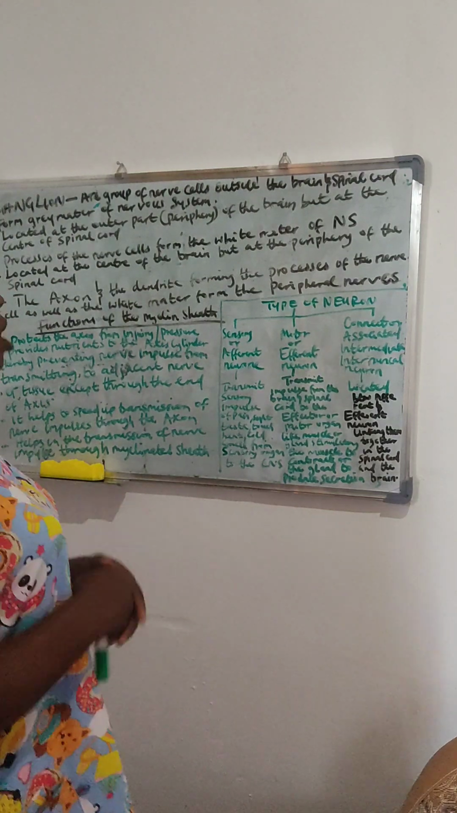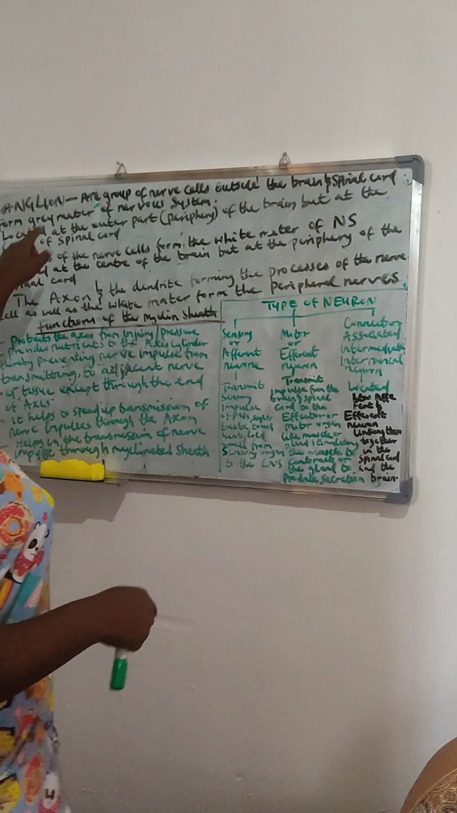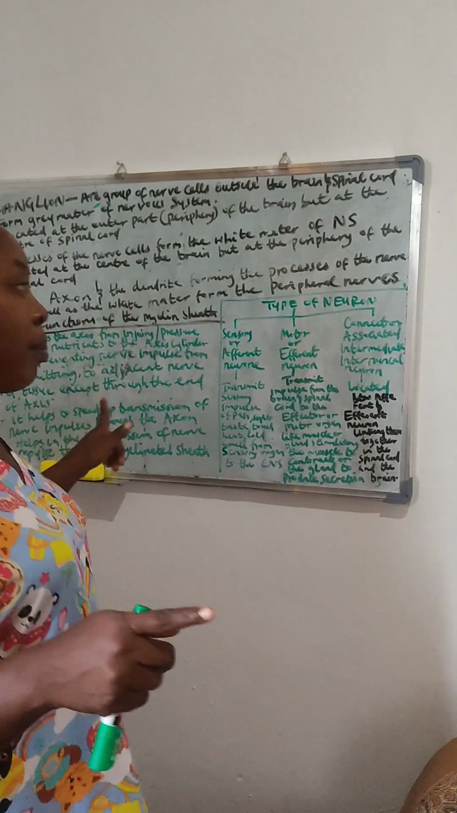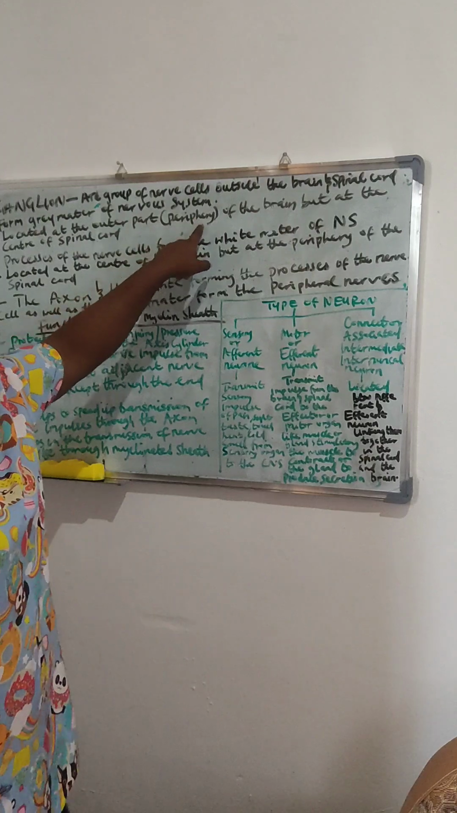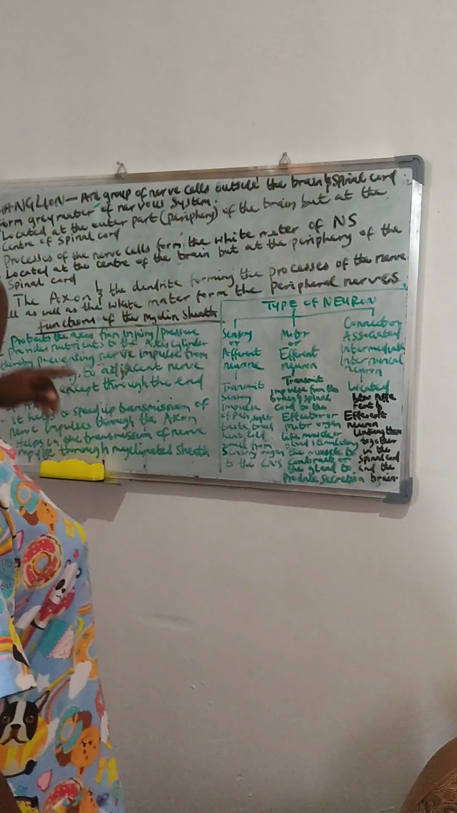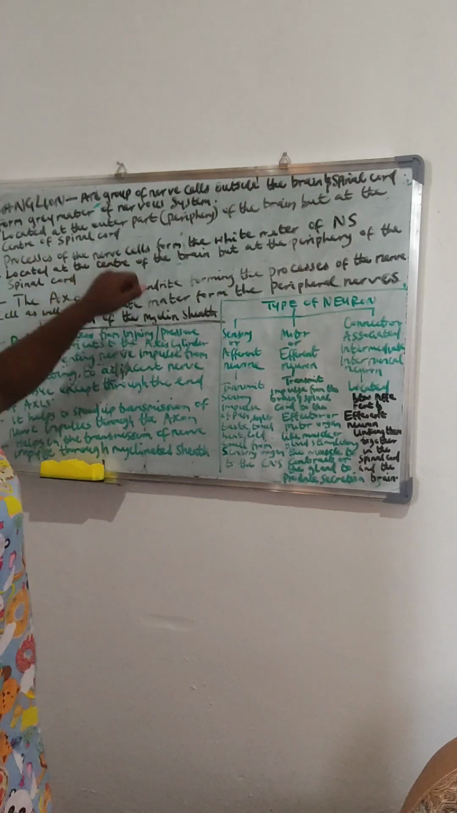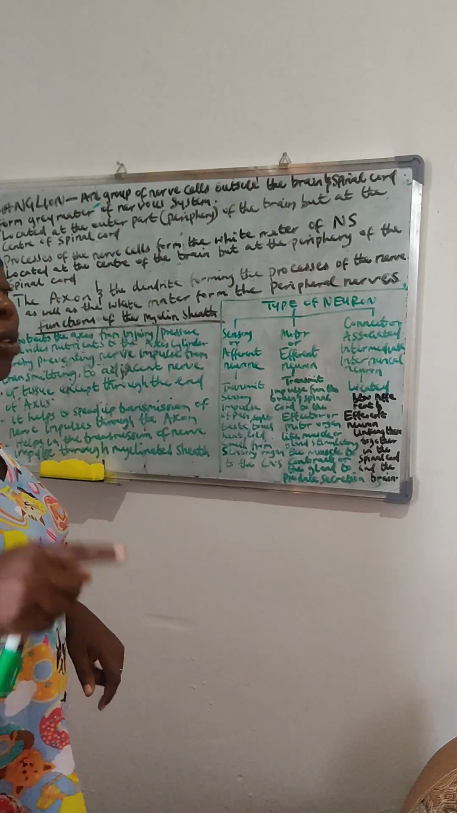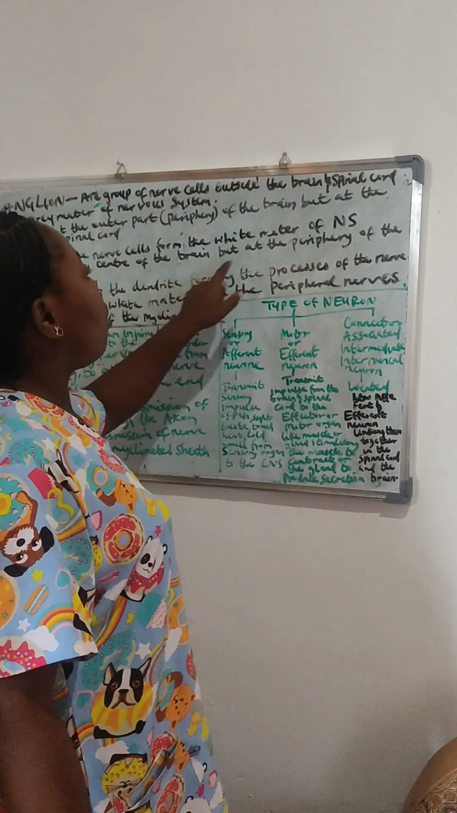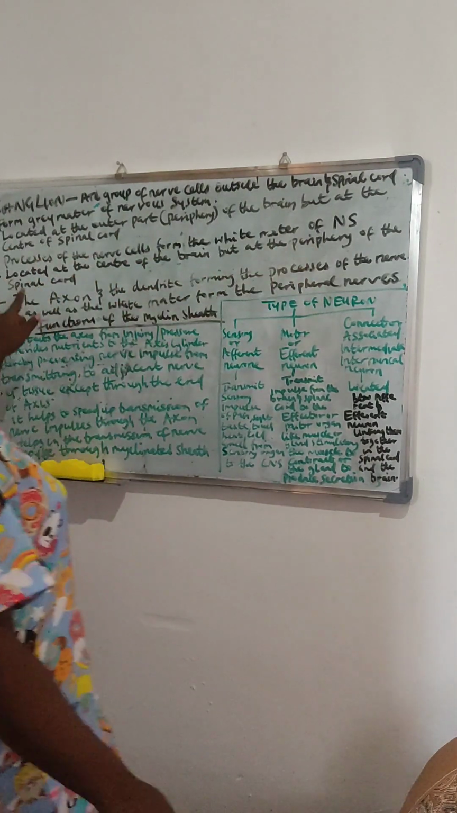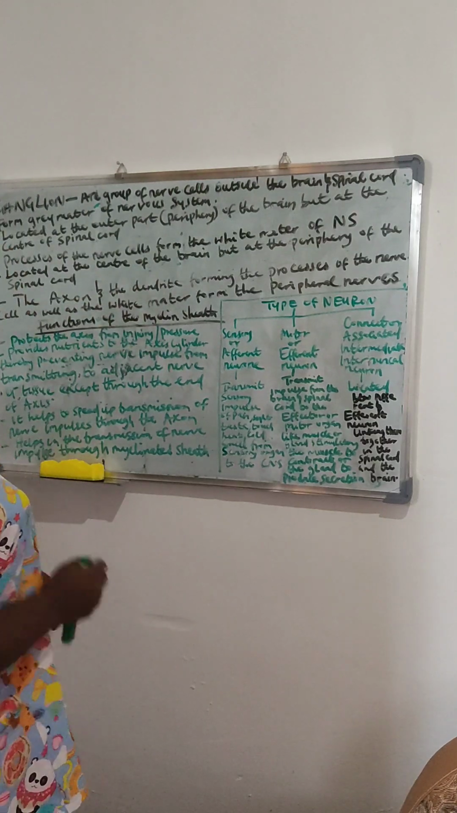Ganglion are a group of nerve cells outside the brain and spinal cord. They form the grey matter of the nervous system. They are located at the outer part, that is the periphery of the brain, but at the center of the spinal cord. Processes of the nerve cell form the white matter of the nervous system. They are located at the center of the brain, but at the periphery of the spinal cord, that is the outer part of the spinal cord.